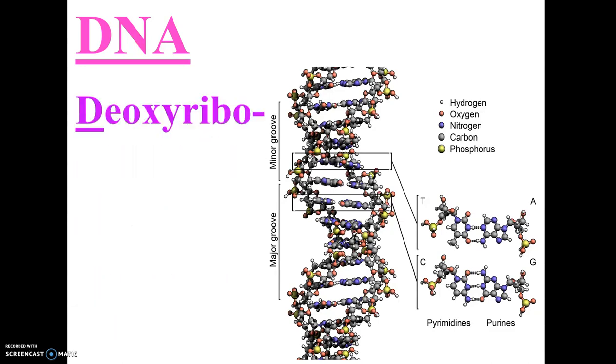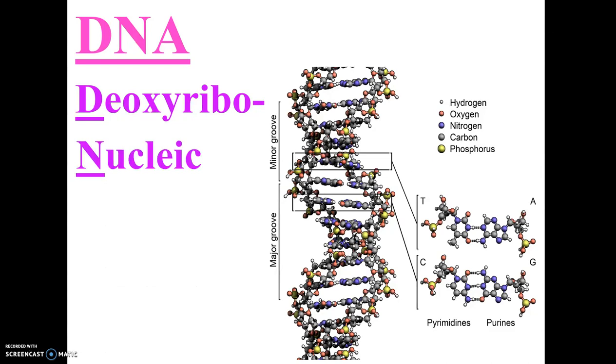DNA stands for deoxyribonucleic acid. So really it's two words here. Deoxyribonucleic is one, and then acid is the second word. That's what DNA stands for. Deoxyribo is actually talking about the sugar that's found in this molecule, and nucleic acid is talking about the type of biomolecule or large macromolecule that DNA actually is.